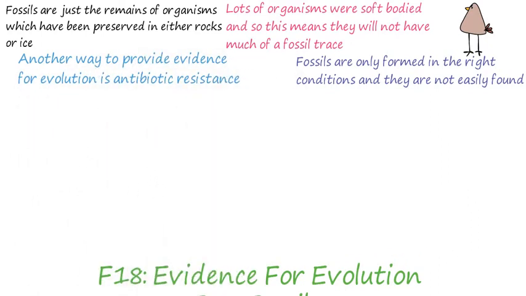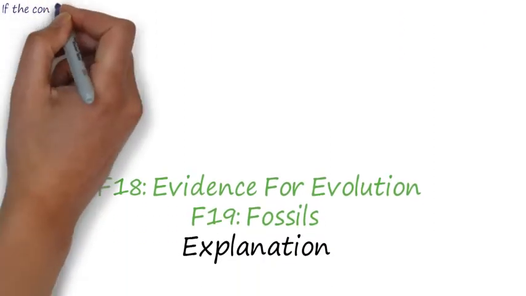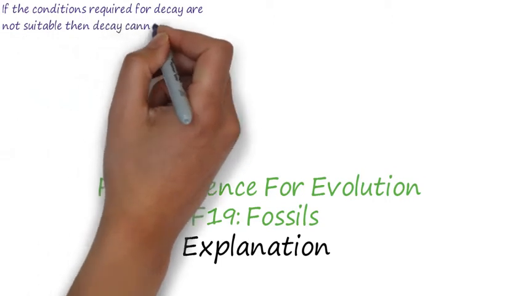Another way to provide evidence for evolution is antibiotic resistance. Seeing how bacteria can become resistant and then pass these genes on to other bacteria. This is discussed in more detail in a future video. Let's go back and have a look at that formation of fossils.